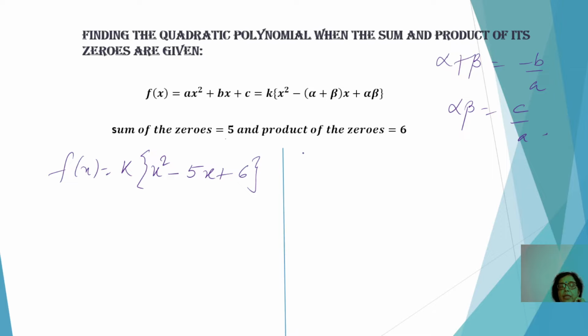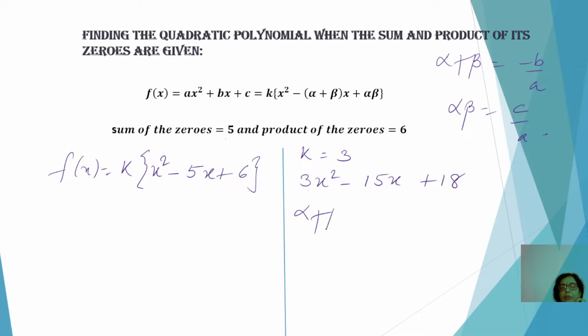So, supposing, let's take an example. If I take k as equal to 3, then the new polynomial that we can generate is 3x squared minus 15x plus 18. Now, here we have a as 3, b as minus 15 and c as 18.